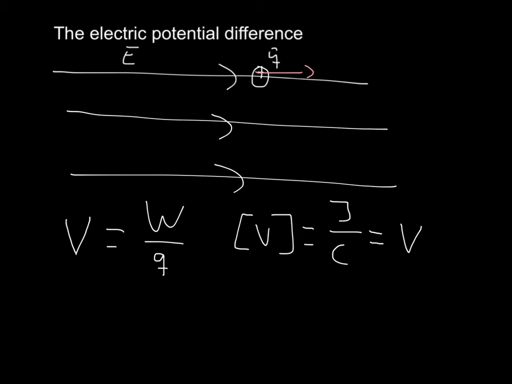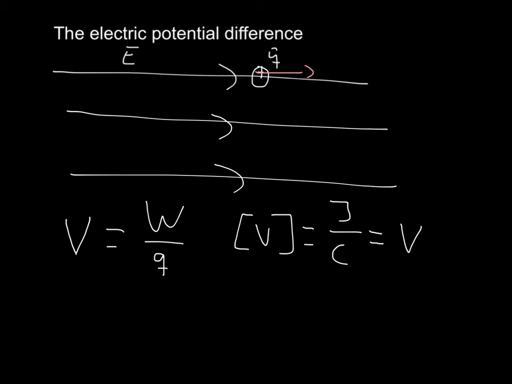Another thing that's very important to understand is that without the electric field, there would be no potential difference because there would be no force on the charge. So the potential difference needs a field in order to exist. And this goes the other way around. If there's a potential difference, I know that there's a field because there has to be something pushing this thing. So if there's a field, there's a potential difference. If there's a potential difference, then there's a field.